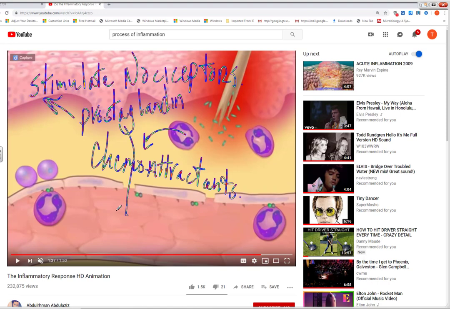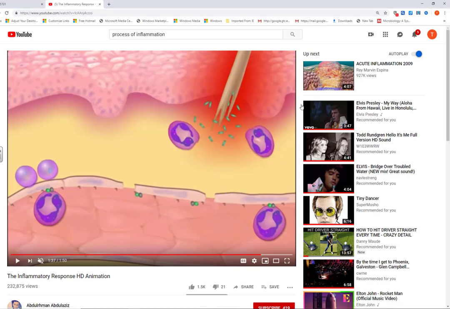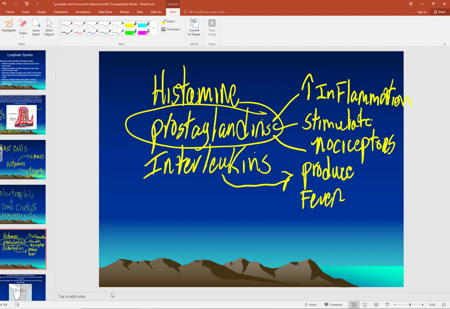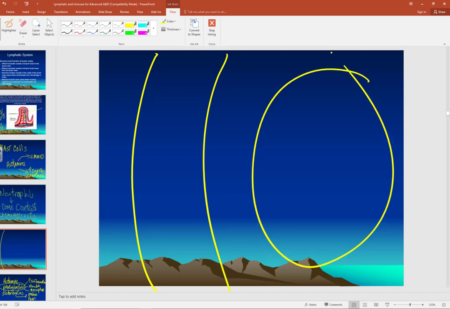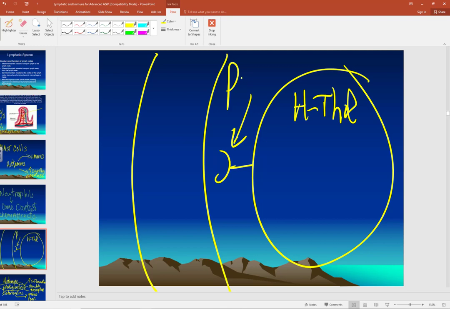The other thing is that prostaglandins formed by white blood cells can enter the blood. And if you get this right, you guys will be official legends. What part of your brain controls body temperature? I'm waiting. What part of your brain? Thank you. And you're not going to believe this. In the hypothalamus, you have prostaglandin receptors.